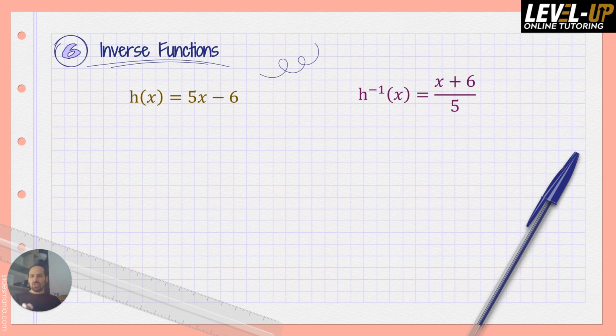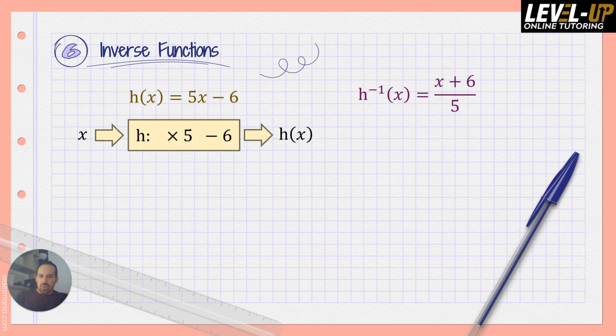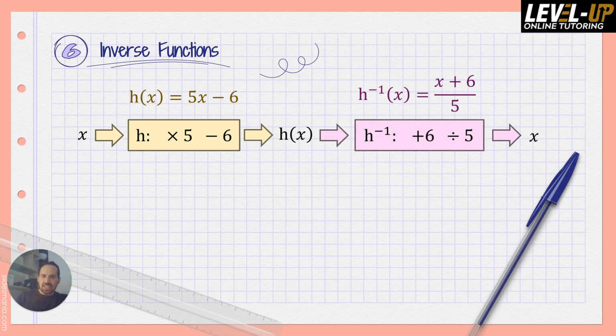So here, 5x minus 6, you see what we're doing is we've got x, we're multiplying by 5, and then we subtract 6. So h inverse takes x, adds 6, and then divides by 5. So you see it's doing the opposite, the reverse steps in the reverse order. So with a simple one like that, we can work it out almost intuitively. So x is multiplied by 5 and then 6 is subtracted. h inverse would then add 6 and then divide by 5. And you see it would undo the work.